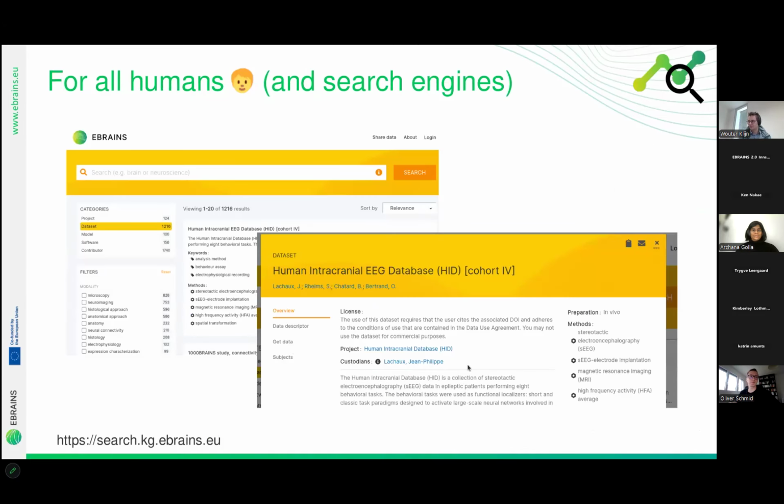Let's have a look. So I was talking about the knowledge graph search, which might be the initial thing you get into touch with the knowledge graph. You find it here at search.kg.ebrains.eu. And what it is, you could think of a human representation of selected and well-curated graph entities. It's a data publication platform. So what we do is we're publishing data sets, models, software, etc.